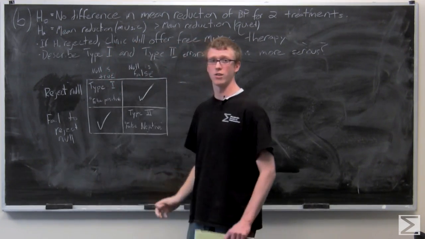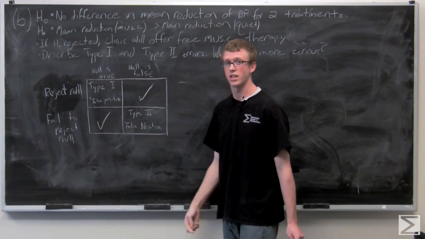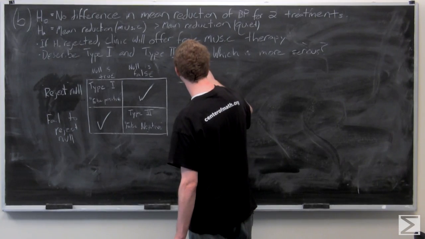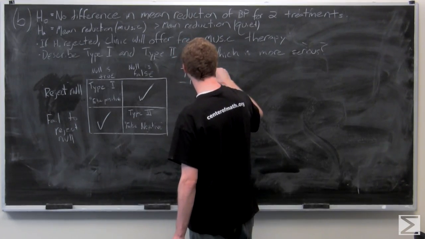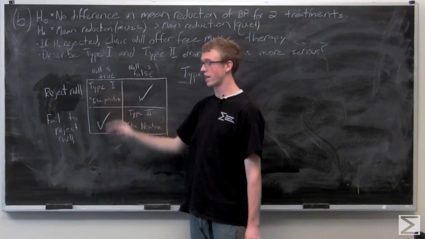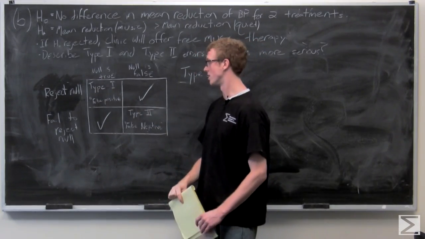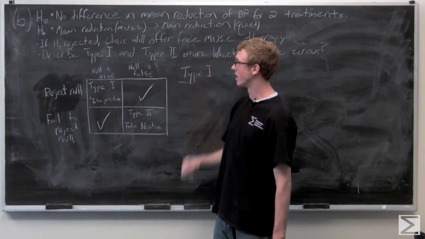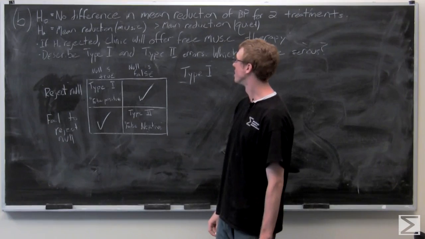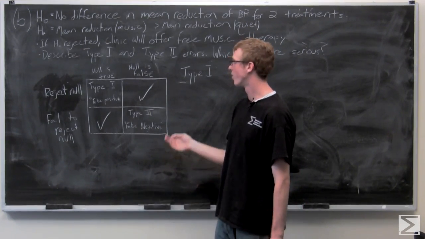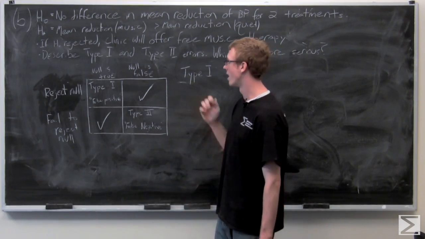So now let's take a look at these errors in the context of this particular problem. So we said that a type 1 error is we reject the null, and the null hypothesis is actually true. So in this case, it means that we would say that there is actually a difference in mean reduction of blood pressure for the two treatments, while there actually is not one.